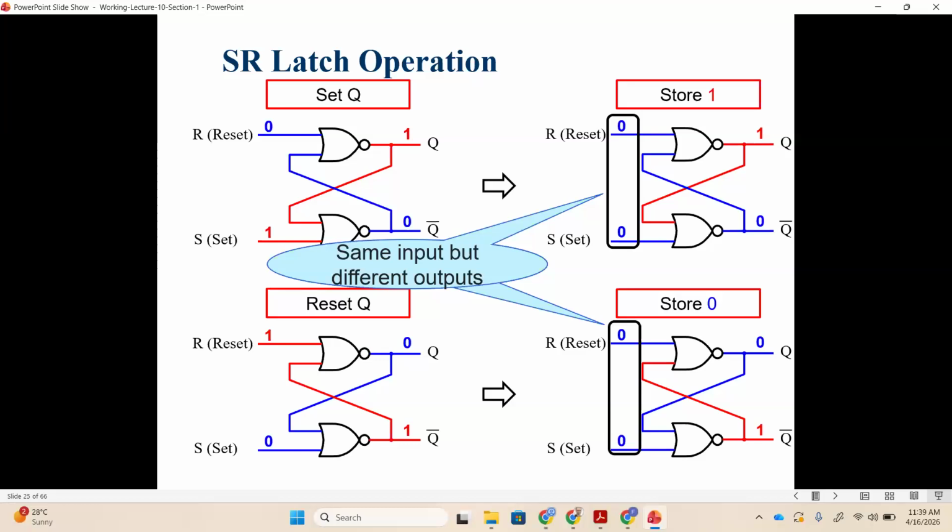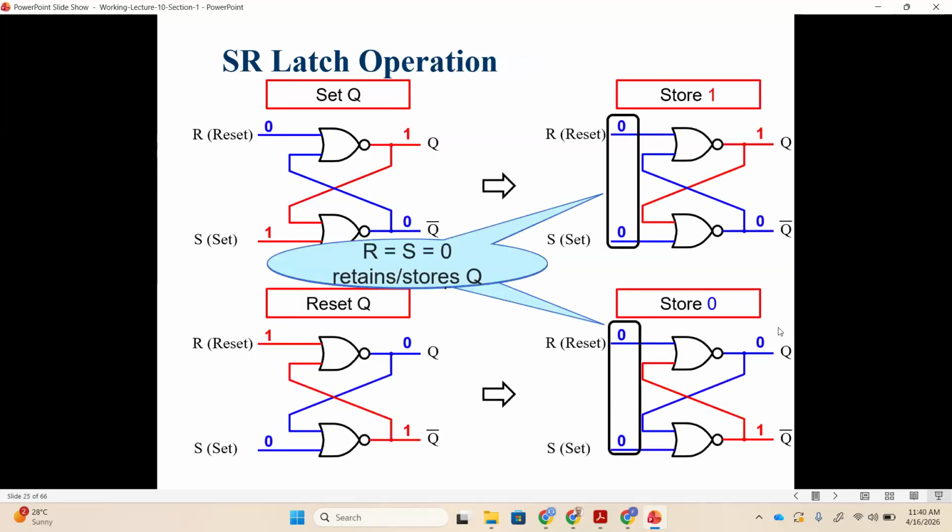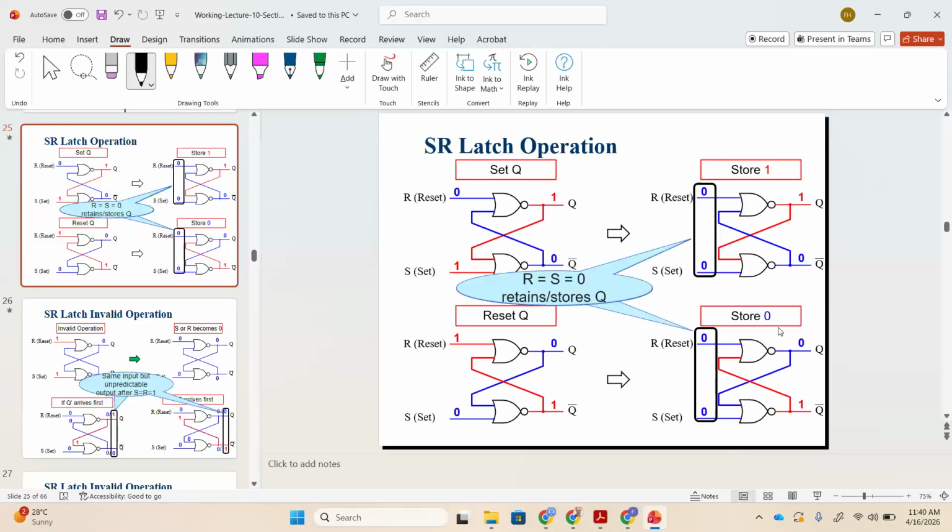Okay, so it depends on the previous state, and what was the previous state here? The previous state was 1. Q was storing 1, so the previous state was 1. Here, Q was storing 0, so the previous state was 0. Any question? So it means that R and S equal to 0, 0 retains the previous state. Got it or not got it? Any question? I will explain this one in an example.